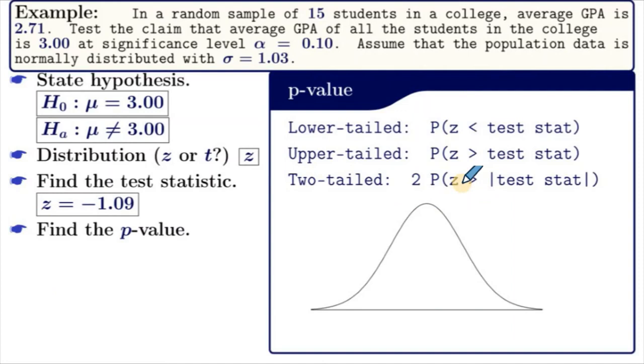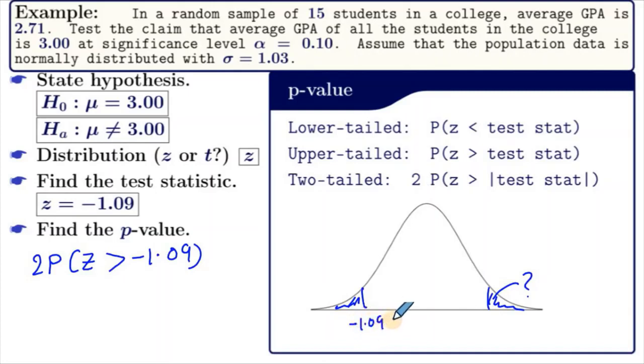Now let's find p-value. Note that it is two-tailed test since we have not equal to sign in alternate hypothesis. So p-value is 2 times probability that Z is greater than negative 1.09. Let me label the graph here. Basically, we are looking at these two areas, the shaded area, and our test statistic is negative 1.09. Here, we are interested in finding the shaded region.